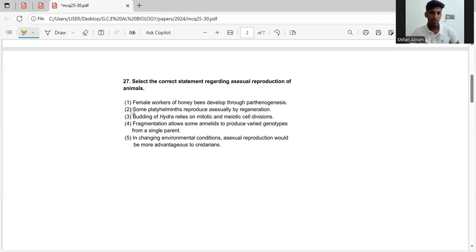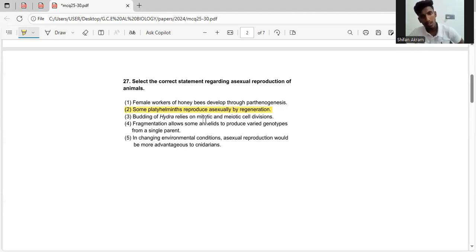Now let's go to the second one. Some platyhelminths reproduce asexually by regeneration. Even though most of the platyhelminths reproduce sexually, there are some platyhelminths that reproduce asexually by regeneration. Again, regeneration means development of a complete new organism from a fragment of another organism. So this is the right answer and I'll highlight it. Anyways, let's go through all the other three answers.